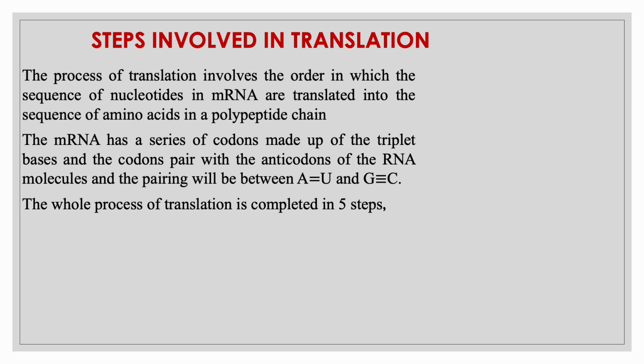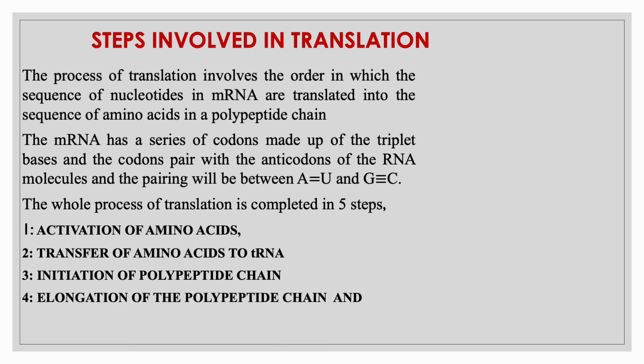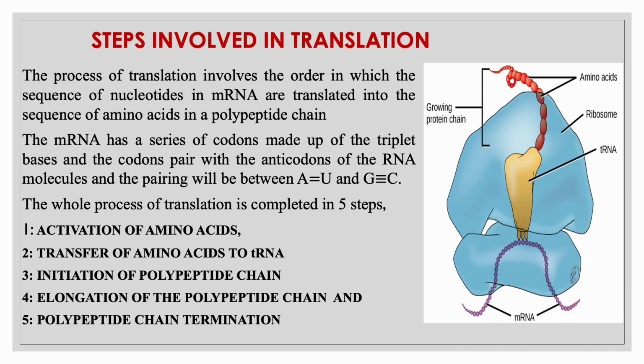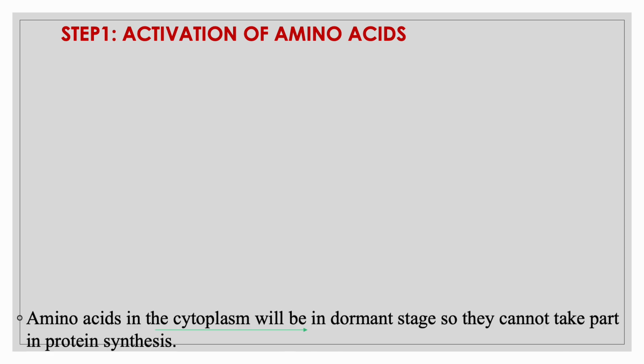The whole process of translation is completed in 5 steps. The first step is activation of amino acids, the second is transfer of amino acids to tRNA, the third is initiation of the polypeptide chain, the fourth is elongation of the polypeptide chain, and polypeptide chain termination is the final step. Let us now see the first step, activation of amino acids.